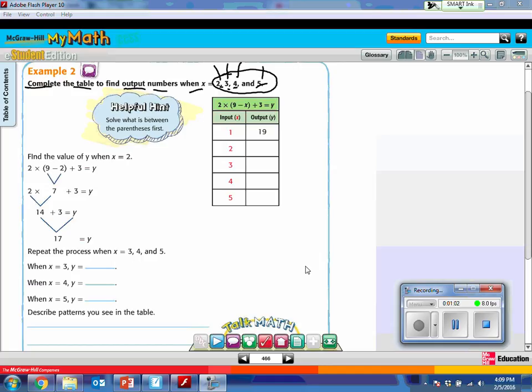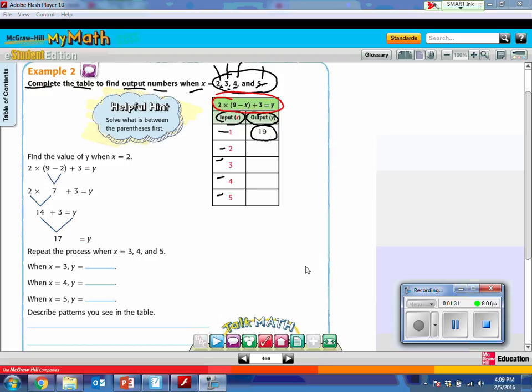So now if we go ahead and look at our table a little bit more, notice we have those numbers 2, 3, 4, and 5, and we also have the number 1 right there. And also the number 1 has an output to it. Also, we have our input, which is x, and our output, which is y. The last thing we should notice is that we have an equation up here. So let's go ahead and go back to the equation. The equation is 2 times, in parentheses, 9 minus x, plus 3 equals y.